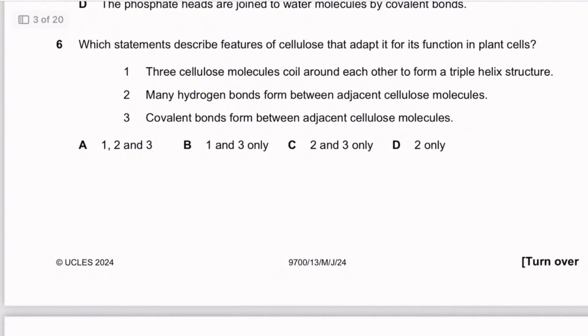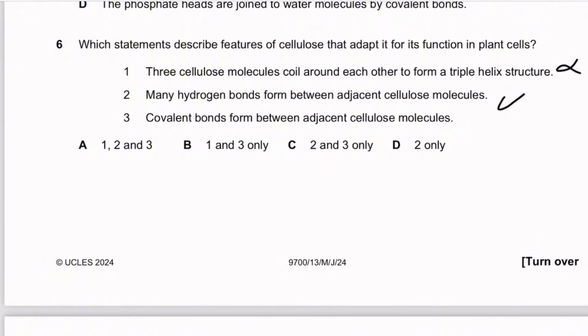Okay, which statements describe features of cellulose adapted for its function in plant cells? So cellulose and adaptations. Three cellulose molecules coil around each other to form a triple helix structure. This is collagen, not cellulose. Many hydrogen bonds form between adjacent cellulose molecules. That is actually true, and this allows cellulose molecules to form microfibrils, which then join together by more hydrogen bonds to form cellulose fibers, which are really high in tensile strength.